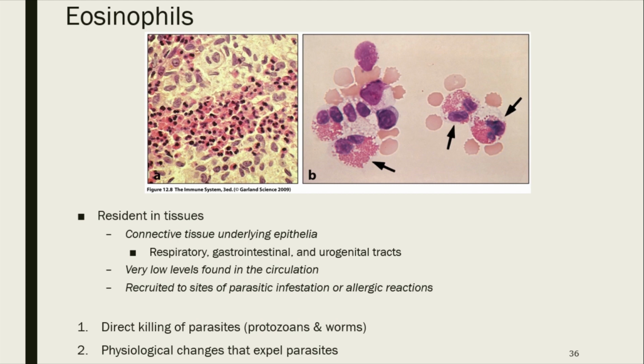Alright, so these eosinophils are resident in the tissues, the connective tissues underlying epithelial, respiratory, GI, and urogenital tract, and they are at very low levels in the circulation. If you remember the lab on blood last year, we looked at smears, and it's hard to locate eosinophils because they're generally very few in the circulation and in what you take from the blood. So they are often recruited to sites of parasitic infiltrations or allergic reactions.